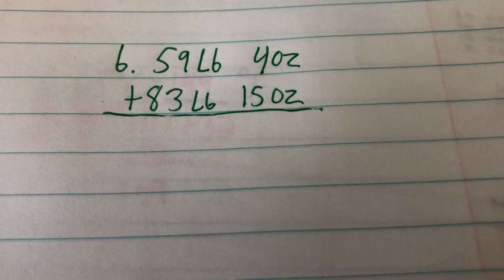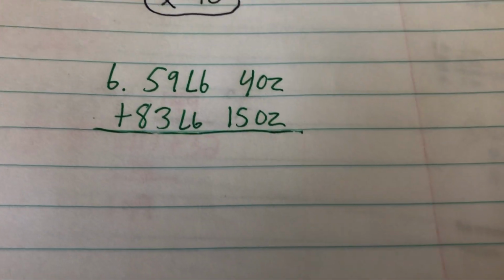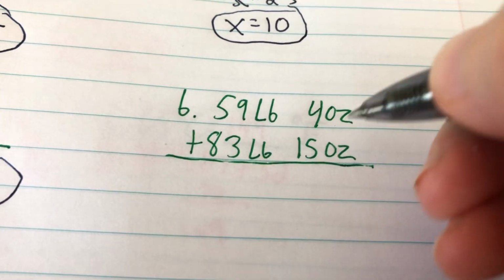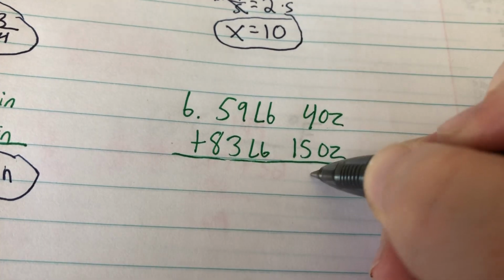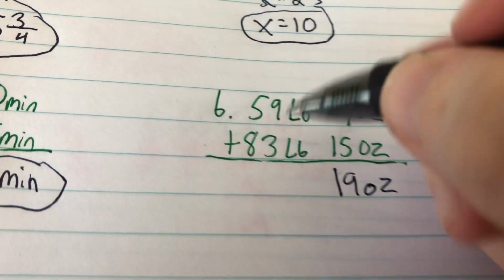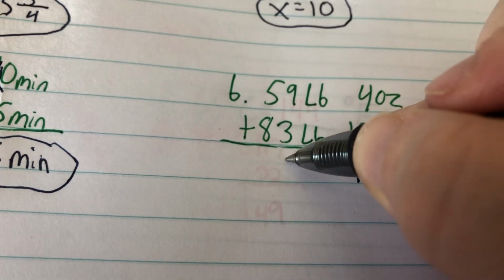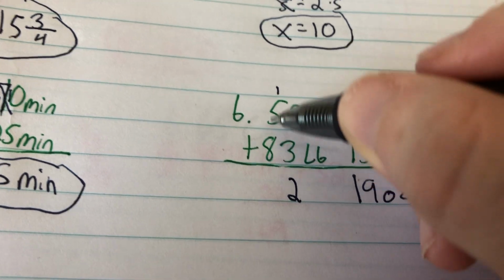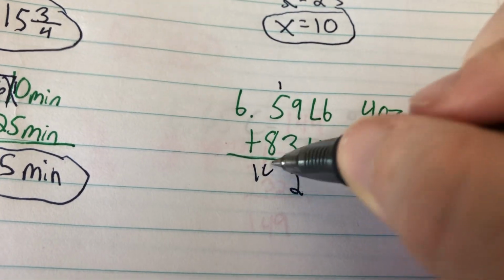On B, we have 59 pounds, 4 ounces, plus 83 pounds, 15 ounces. 4 plus 5 is 9. 1 plus nothing is 1, so 19 ounces. 9 plus 3 is 12. 8 plus 5 is 13, 14.